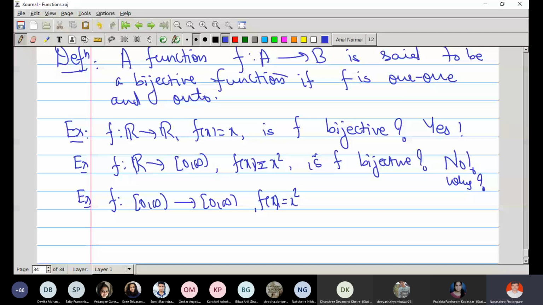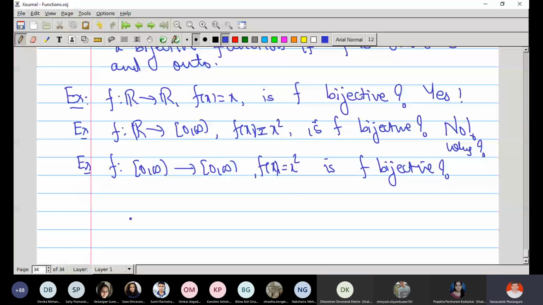Is this function bijective? Yes, right? Because our domain is now 0 to infinity. We are not considering negative numbers. So every element has a unique preimage. So for example, the preimage of 4 is plus 2, not minus 2. Minus 2 is not available.